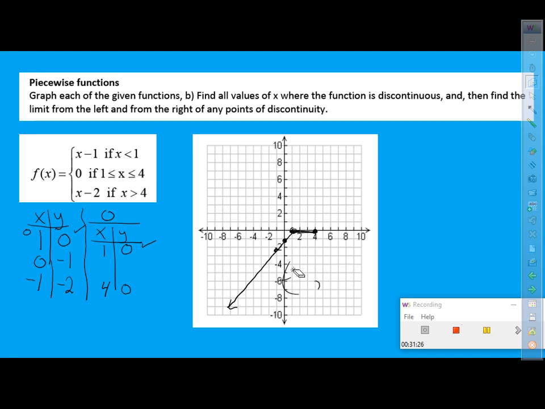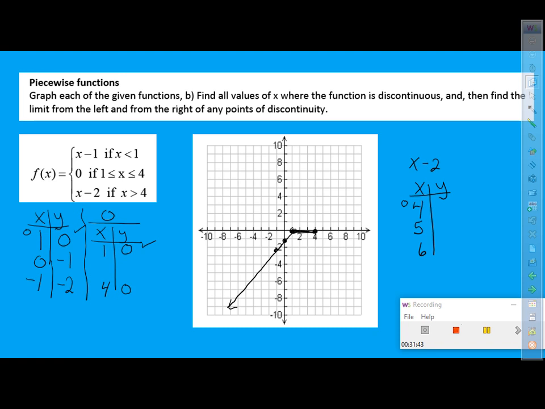Now let's speed up that last little piece. I'm going to do it over here. I'm going to pick on x minus 2 for x greater than 4. So I've got to use 4, but I know there's going to be an open dot on it. And then a 5 and a 6.